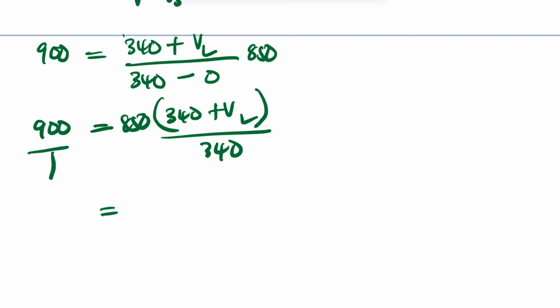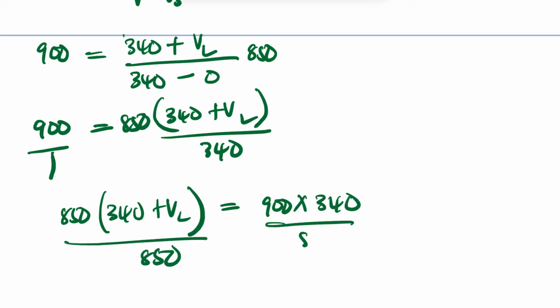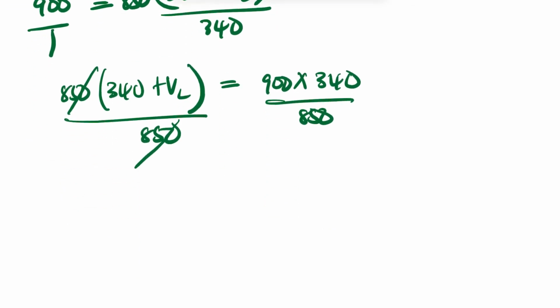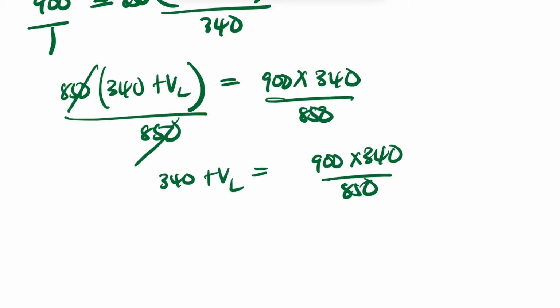So what are we going to do? The easier way is to, what we can do other than cross multiplying. Okay, let's cross multiply. I think it'll be 850 times (340 plus VL) equal to 900 times 340, and then we divide by 850 both sides, then that and that cancel. So we'll have 340 plus VL is equal to 900 times 340 over 850. I like to keep the answer like that, guys, instead of calculating.